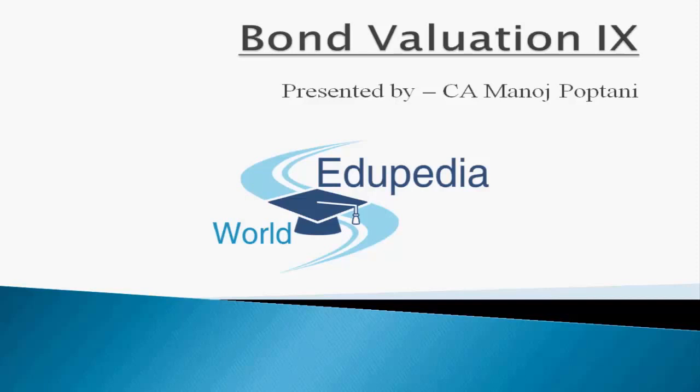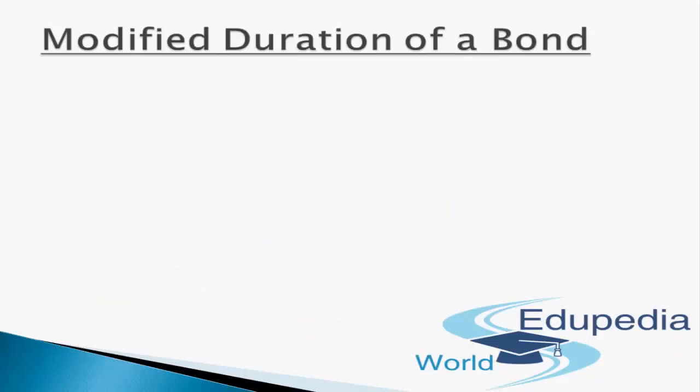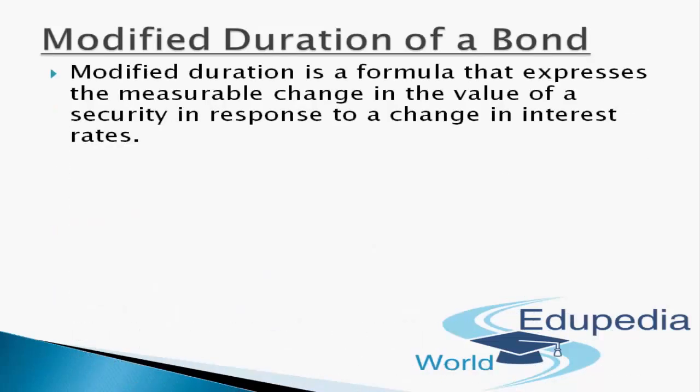I'll be starting this presentation with the topic of modified duration of a bond. In our last video presentation, we have already covered the topic of duration. Now we'll be studying about modified duration. What does modified duration mean? So, modified duration is a formula that expresses the measurable change in the value of a security in response to a change in interest rates.